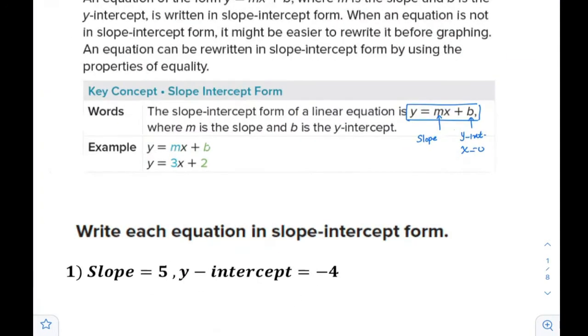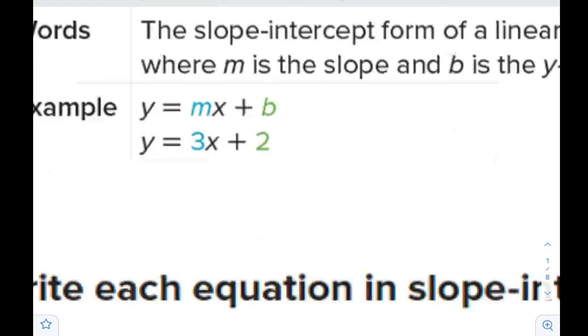So this is how we write it. Y on one side, and a number multiplied by x, and this number will represent the slope, and another constant which represents the y-intercept.